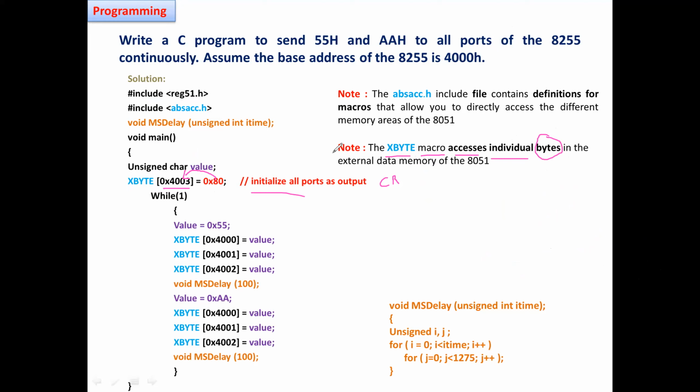What about the header file? We have used one header file, which gives the definition for the macros, because in my program I'm using a macro called XBYTE. These are all predefined names used in the embedded C program, especially for the 8051 controller. That is what we are discussing now.